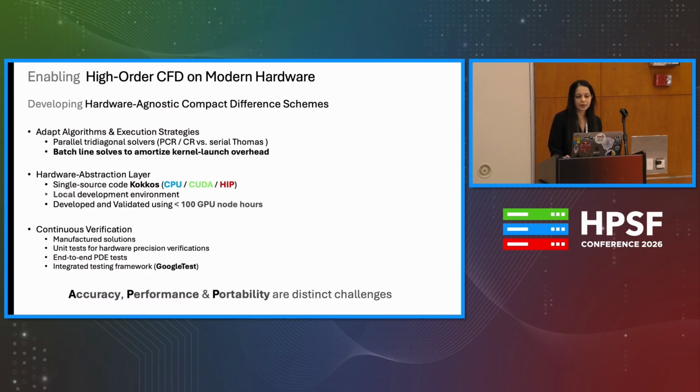The second is hardware abstraction. We use Kokkos as our hardware abstraction layer. This gives us a single source implementation that compiles for multiple backends. We developed everything locally using OpenMP and serial backends and then validated on HPC systems, which I think was Kokkos' biggest advantage for us because our GPU usage for this entire project currently is still under 100 node hours.